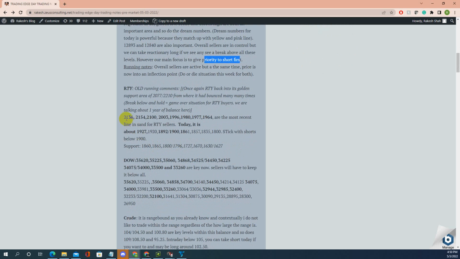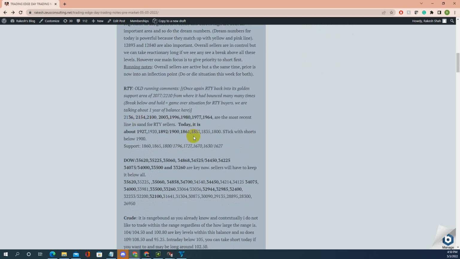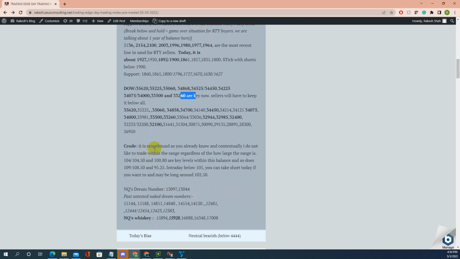Russell, you can read through it. I didn't check the Russell today once again, but you can see all these levels. Dow also this. Crude is range bound already, that you already know. And 104.50 and 180 are key levels within this balance. So does 109.95 intraday below 105. You can take a short today if you want to, and maybe a long around 102.50.